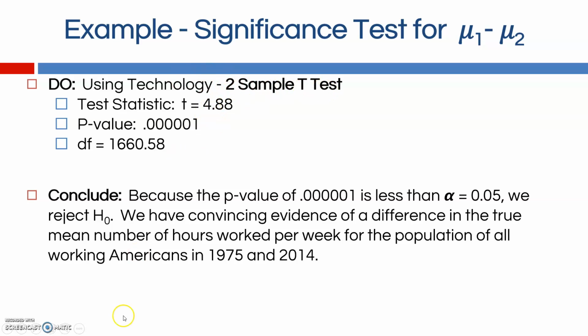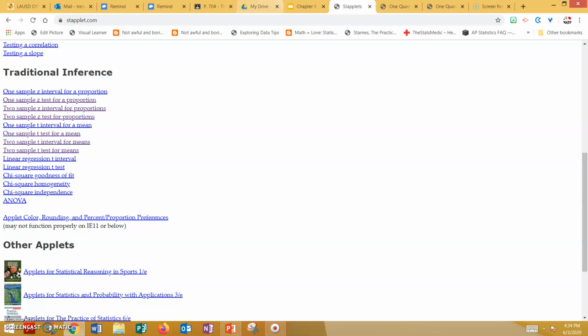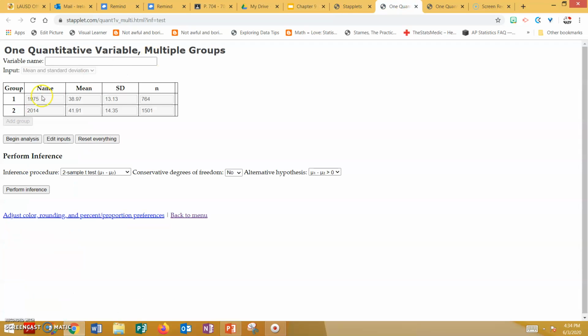Okay, if you are using StatKey, this is how you're going to proceed with this. So again, the two sample t-test for means. And what you're going to do is type in your two group names, type in all the summary stats. Right here, the input was mean and standard deviation. If you input the raw data, that would be if you had the actual data. Here we don't. We just have our summary stats. Click Begin Analysis, and then your inference procedure is a two sample t-test.